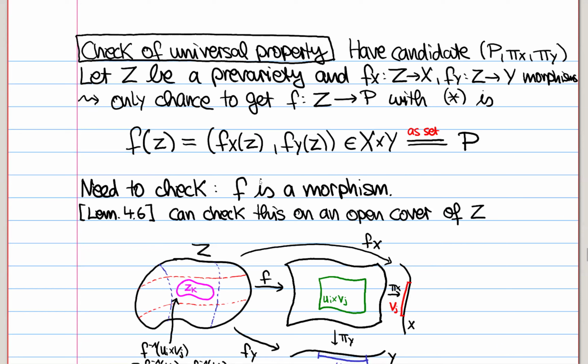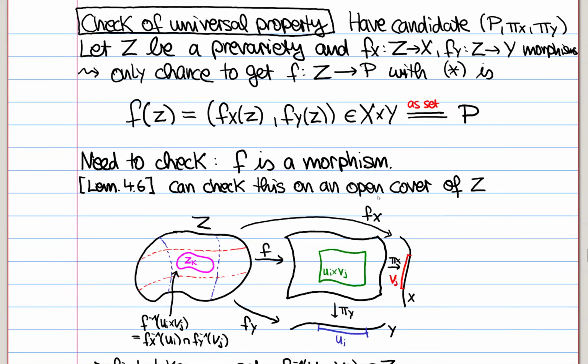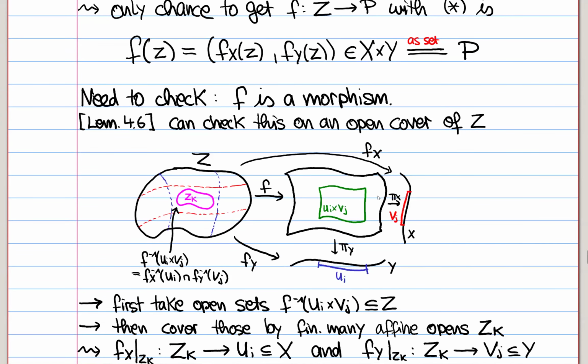Somehow this is the only set theoretic map which can satisfy the condition. So what is left to show is that F is a morphism. That we must check. And then another general property of morphisms is that we can check whether a set theoretic map is a morphism on an open cover of the domain. So a lot of times this is the move: if you want to check something is a morphism, go to an open cover.